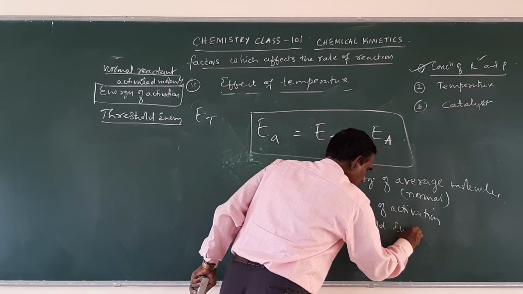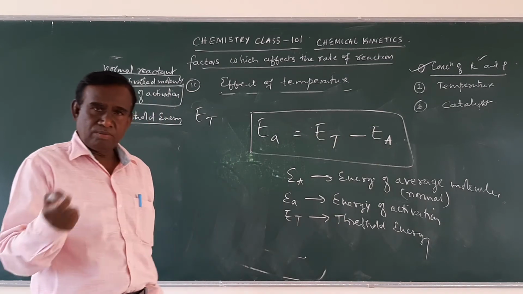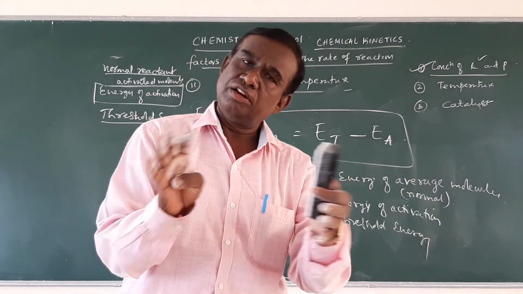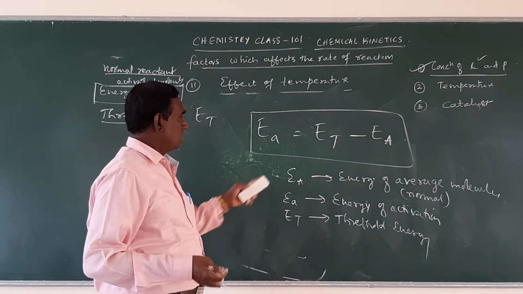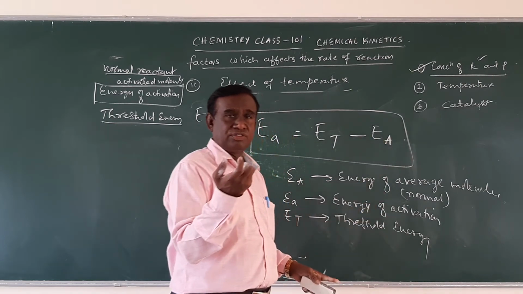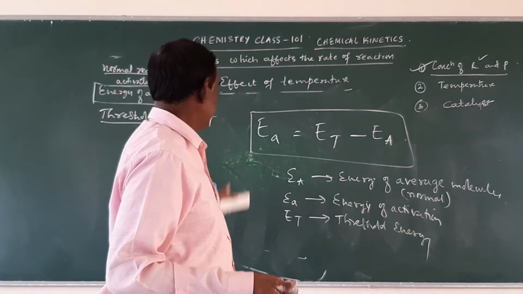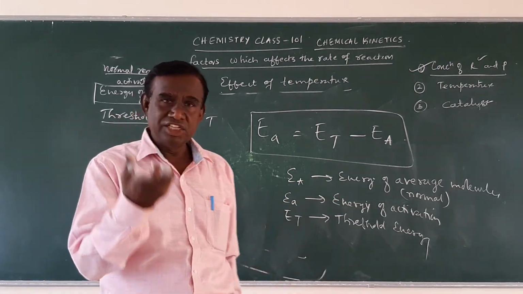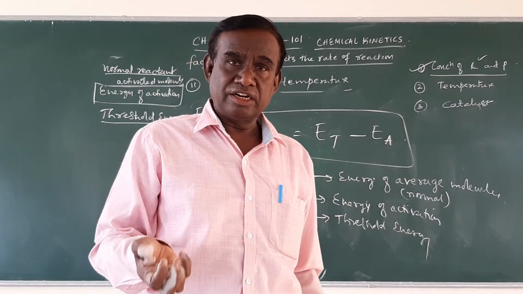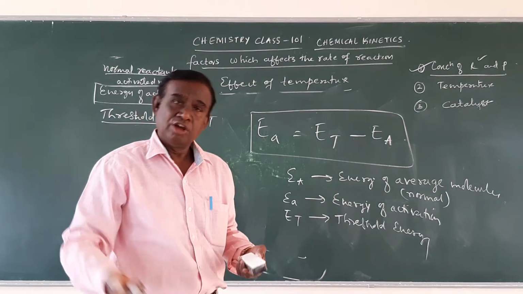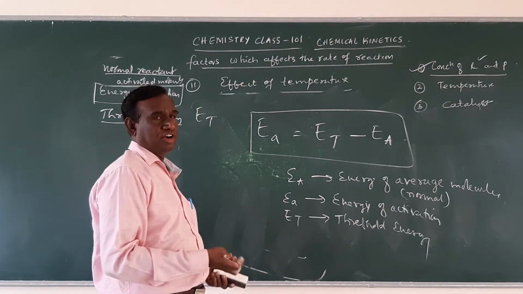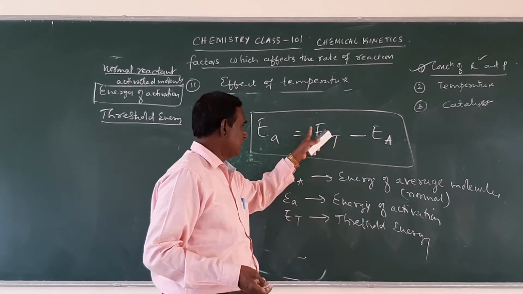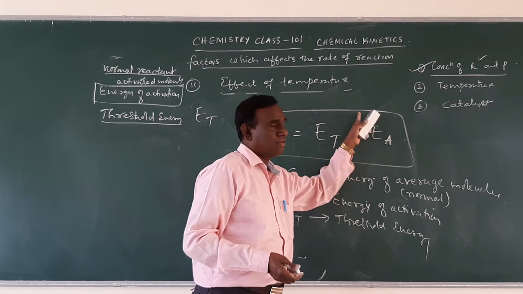So what is threshold energy? It is the minimum amount of energy that the reactant molecules should possess, so that they collide effectively, forming the products upon collision. E is the energy of the average molecules, normal molecules. But EA is the energy of activation, the extra energy that the reactant molecules should acquire, should absorb, so that they collide effectively, forming the products. It can be obtained by the small equation EA is equal to ET minus E. That means energy of activation is equal to threshold energy minus energy of average molecules.